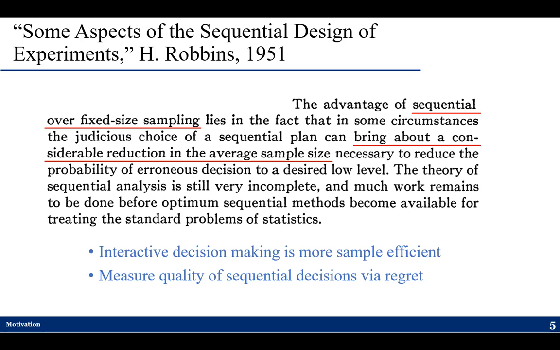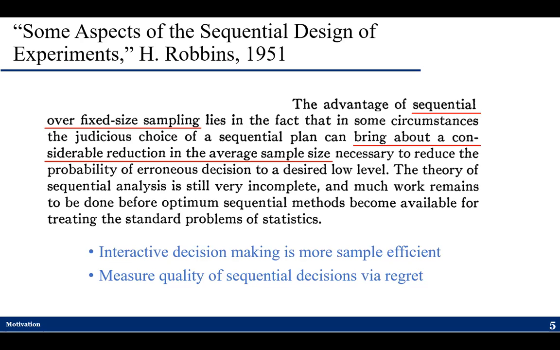And the idea of doing this sort of sequential sampling over fixed-size sampling dates back at least to the 1940s. And in this seminal work by Robbins in 1951, they also provide a pretty strong argument for why interactive decision making is more sample efficient compared with fixed-size sampling.